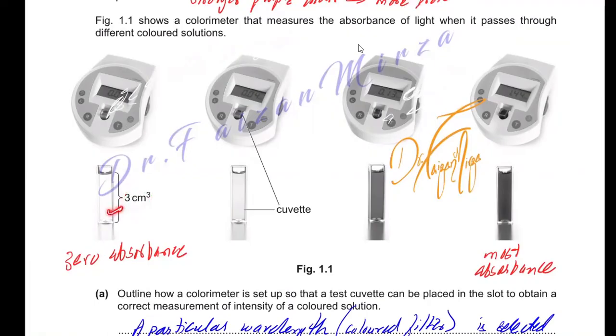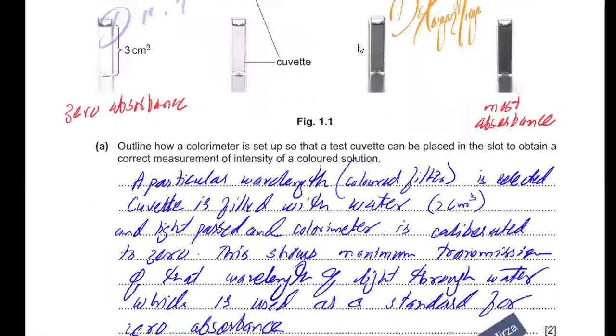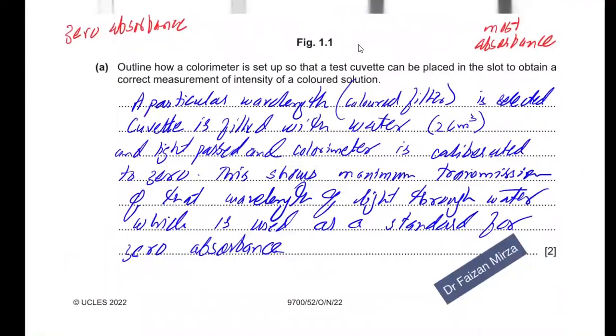Initially, you place a blank, which is water only, then a cuvette with a colored solution, then a darkly colored solution, and a very dark colored solution. So you can see the most absorbance by this one and zero absorbance by the first blank. The question asks: outline how a colorimeter is set up to test a cuvette placed in the slot to obtain a correct measurement of the intensity of a colored solution.